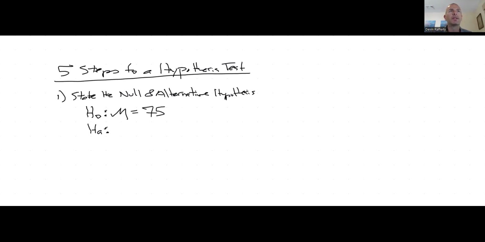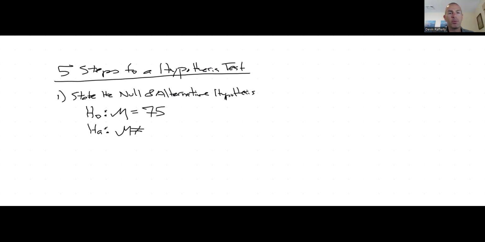Okay. Well, at the end of the day, if we end up rejecting the null hypothesis, if we end up crossing this out, the alternative is what we are going to believe. The alternative is what you will believe. So, whatever the null is, you always have the opposite in the alternative.